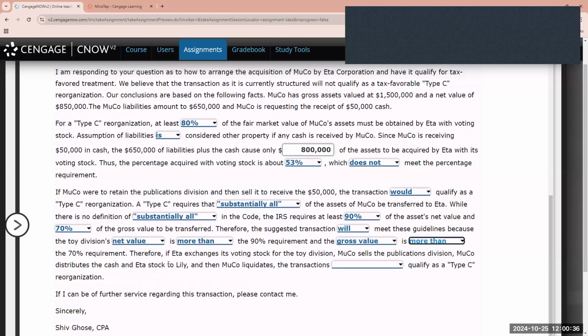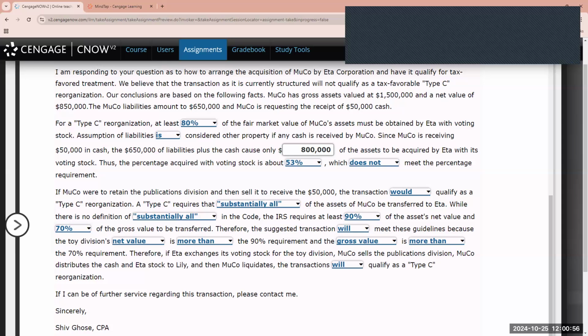So therefore, if ETA exchanges its voting stock for the toy division, Muco sells the publications division, Muco distributes the cash and ETA stock to Lilly, and then Muco will need to liquidate. The transactions will qualify as a Type C reorganization.